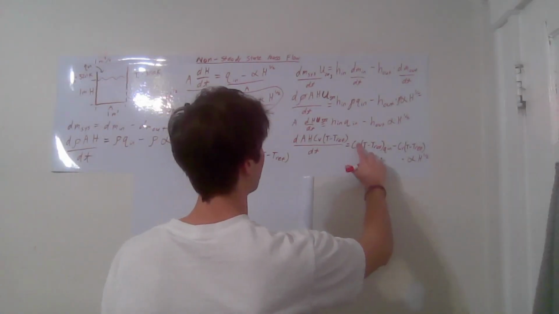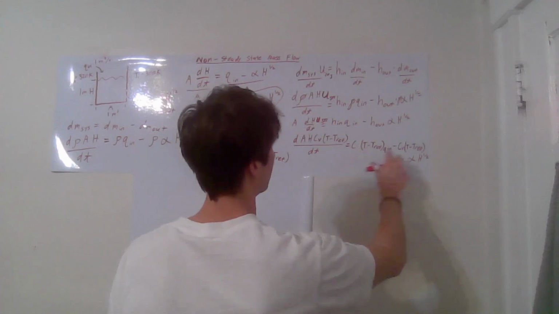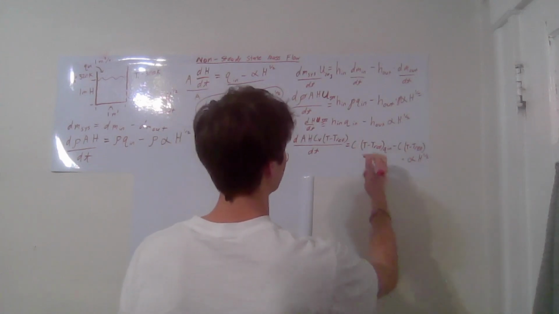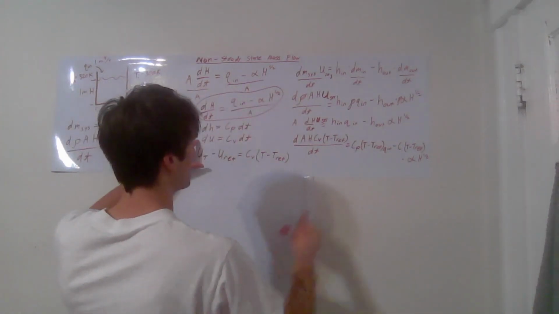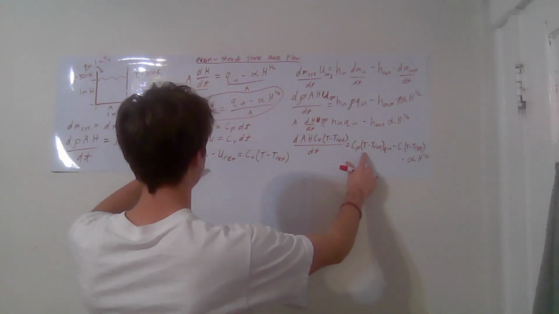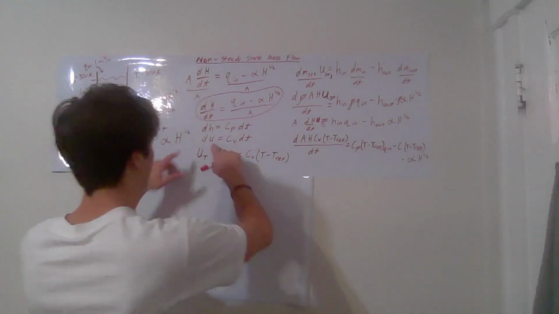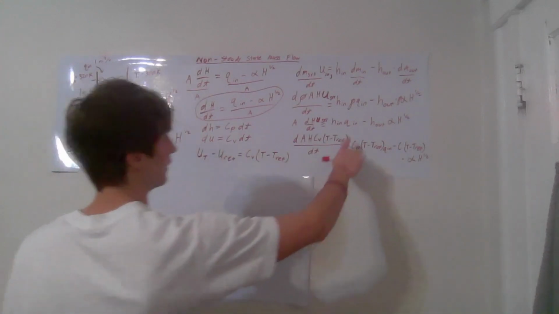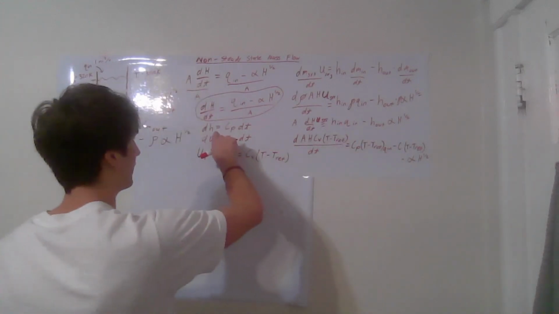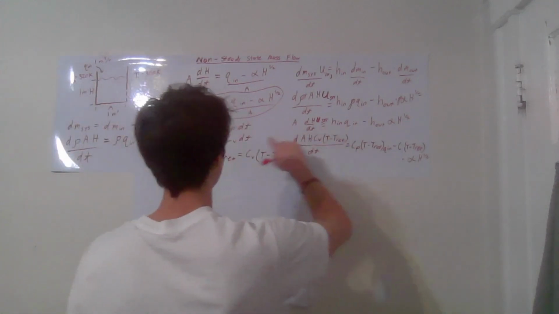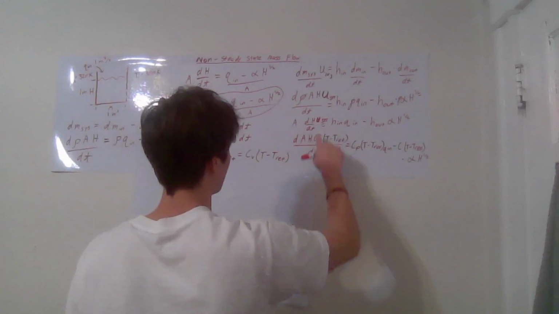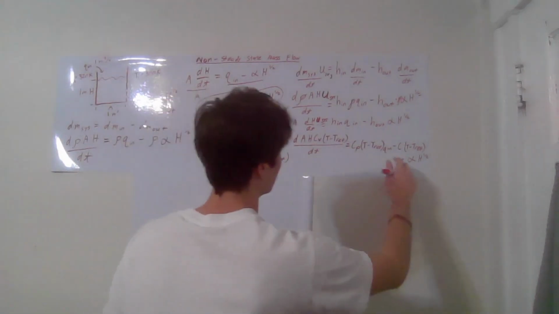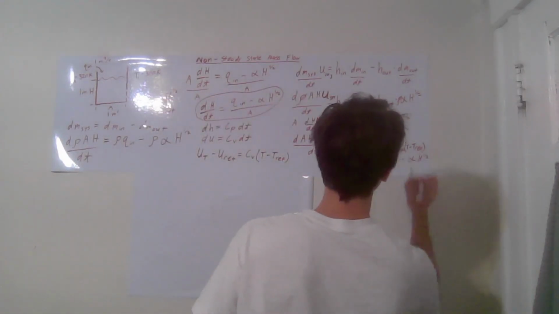Actually, these are not the heat capacity. This is the specific heat, because in this equation, the change in our enthalpy here is replaced by the specific heat, and our change in internal energy here is replaced by the heat capacity. So these both need to be the specific heat.